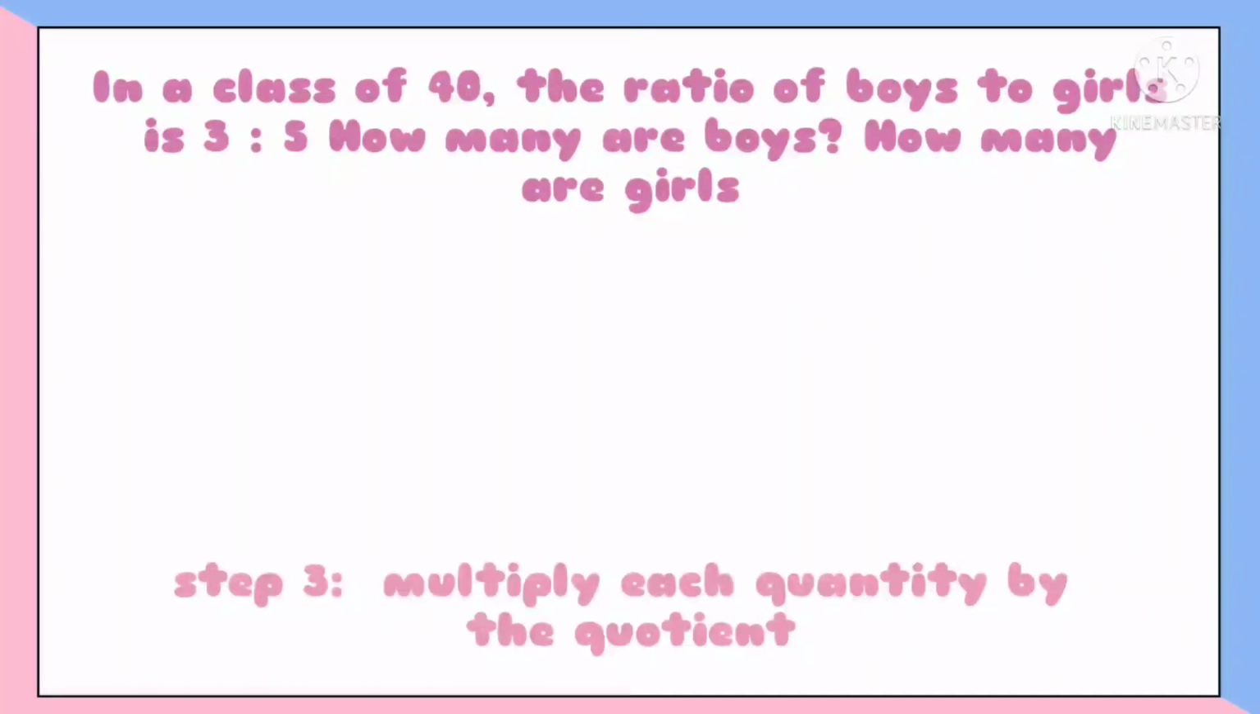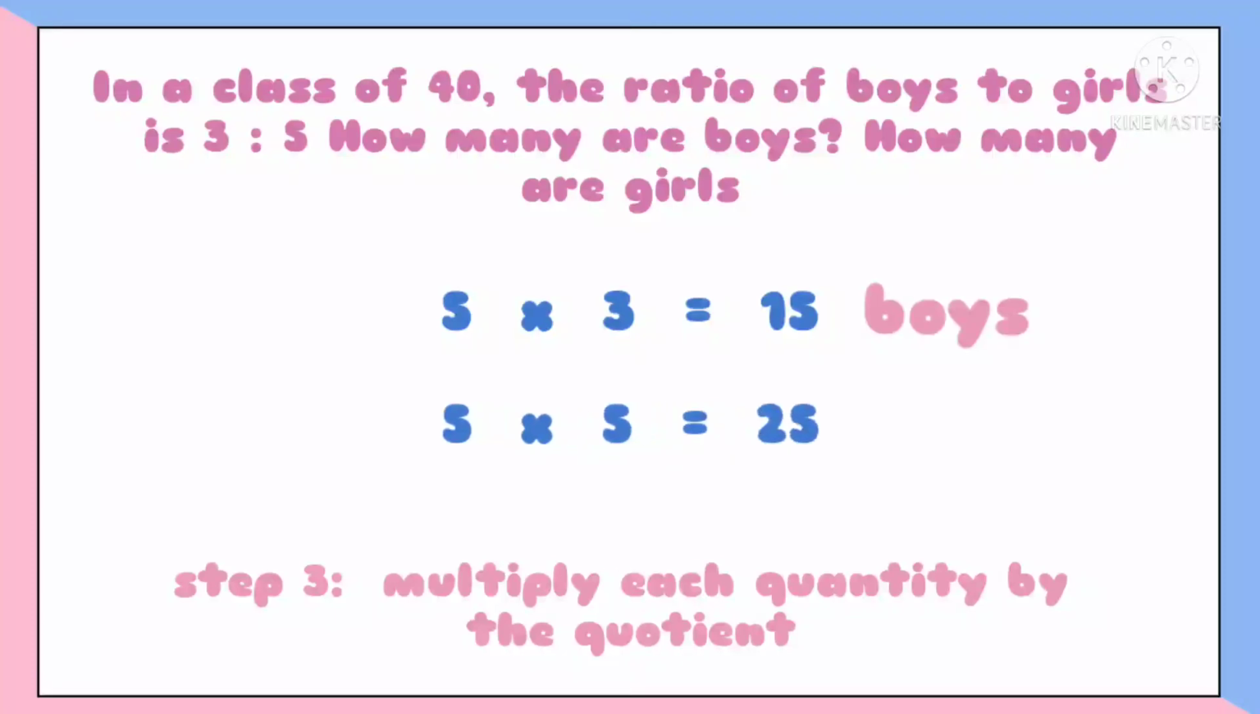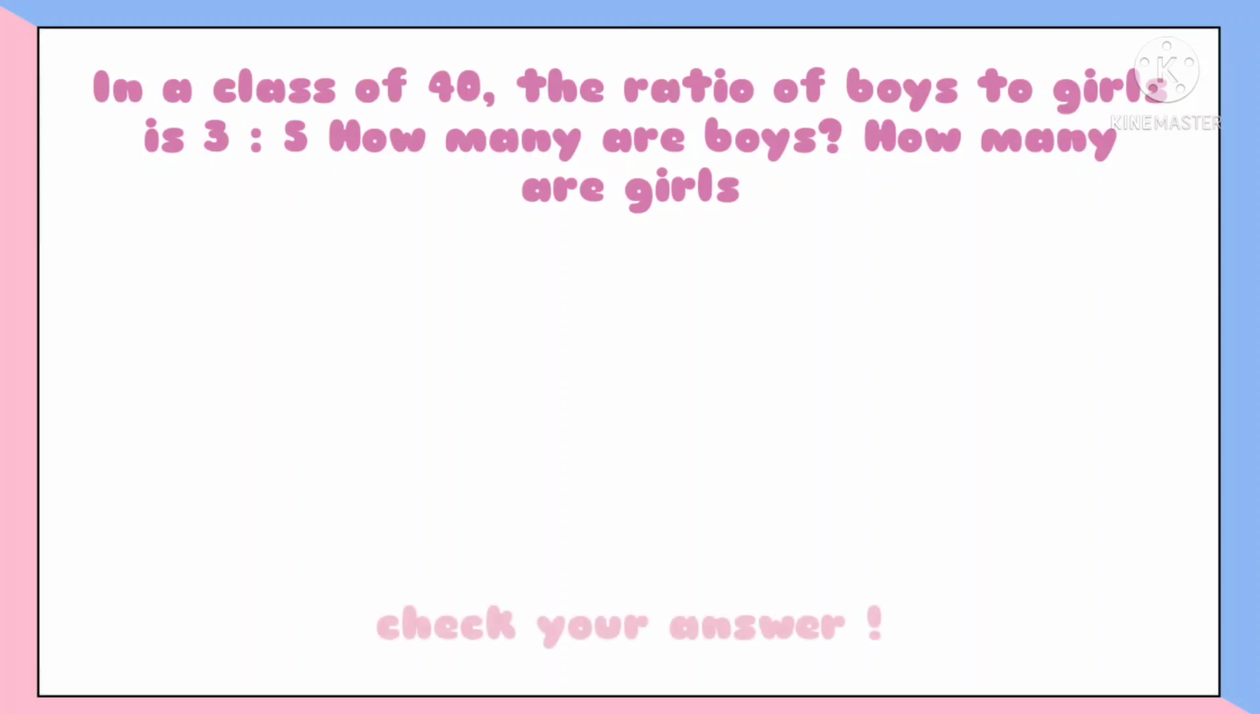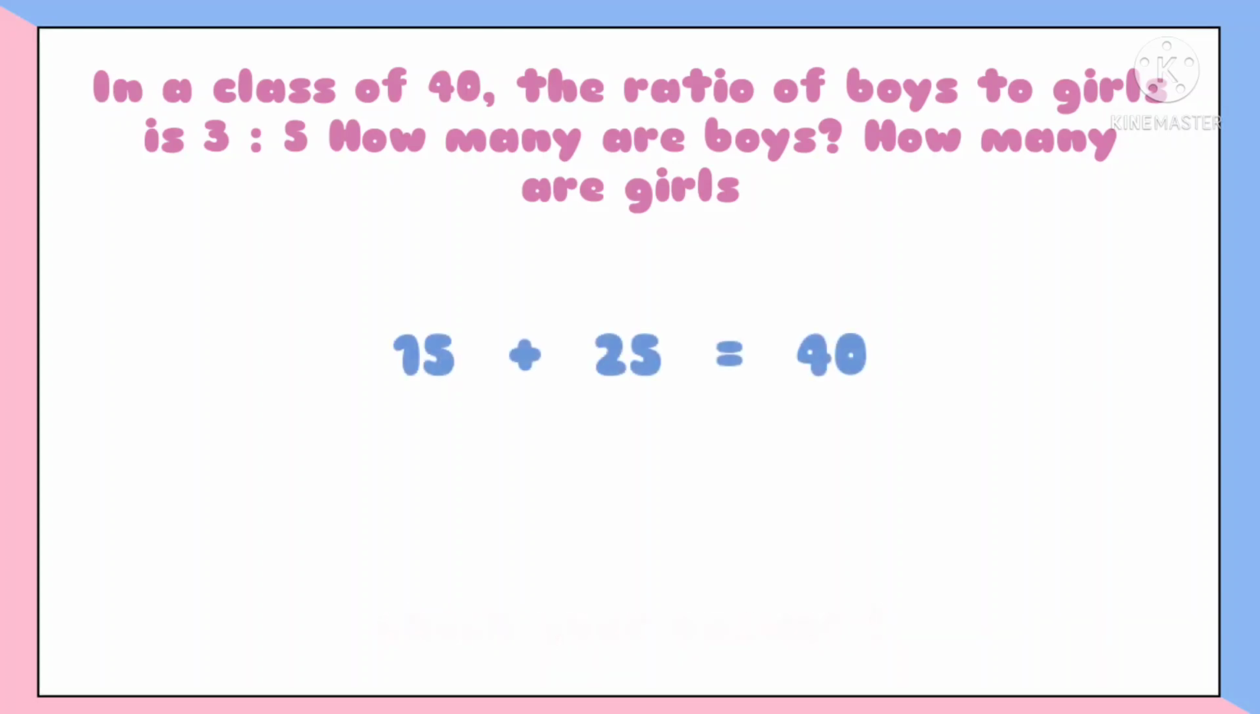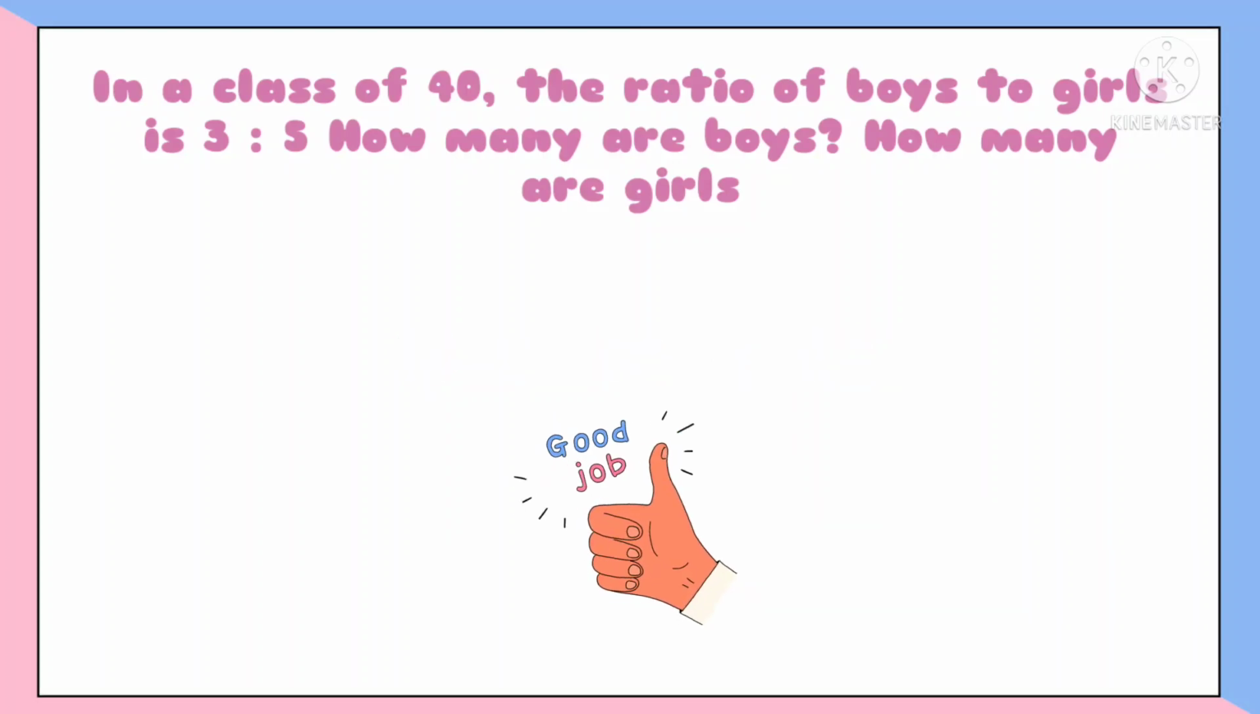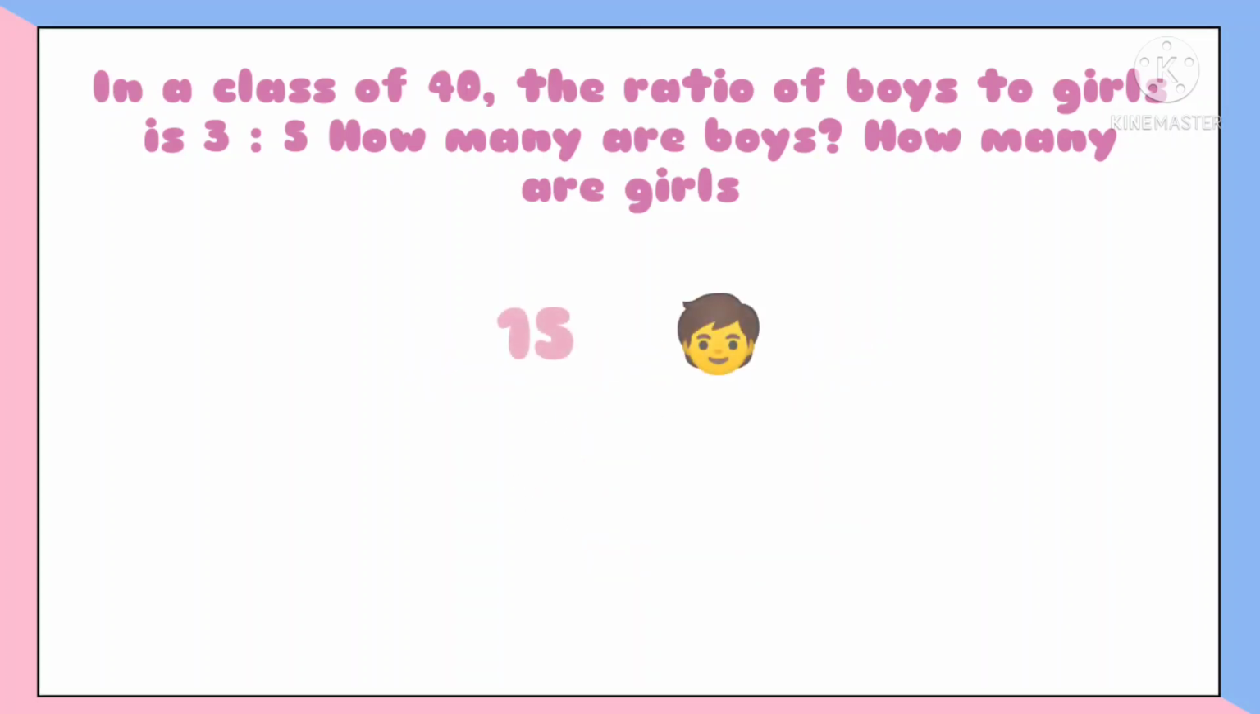Now let us multiply each quantity by the quotient. 5 times 3 equals 15 for the boys. Next, 5 times 5 equals 25 for the girls. Now let's check if our answer is correct. Let us add the number of the boys and the girls. 15 plus 25 equals 40. Correct! That means there are 15 boys and 25 girls in a class of 40.